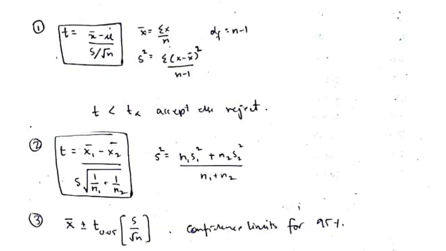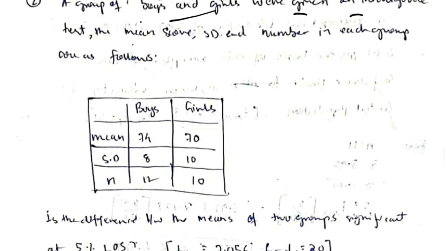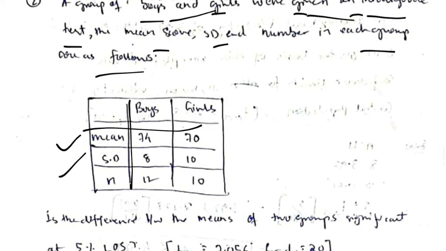The next type of question is the difference of the means. Here two scenarios will be given. A group of boys and girls were given an intelligence test. The mean score, SD and number in each group are as follows. See here, the mean, standard deviation and n are given for boys and girls.